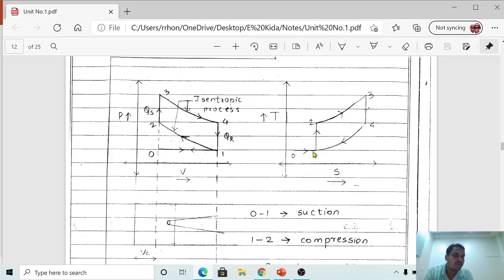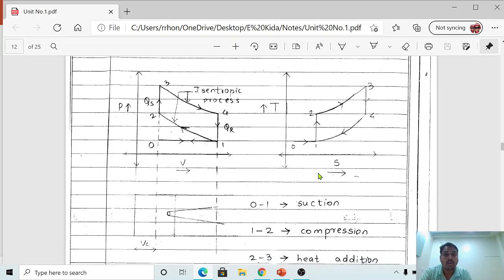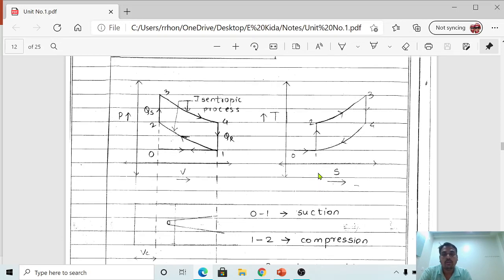Okay, initially 0 to 1 is suction, 1 to 2 compression, 2 to 3 heat addition, then 3 to 4 is the expansion process, 4 to 1 heat rejection, and 1 to 0 is the exhaust process. Means during this process, we can see the temperature, T1, T2, and the entropy, S1, S4, like that. With the help of this diagram, we can get different temperature points and entropy points during the working. Okay, so dear friends, this is called the Otto cycle itself.